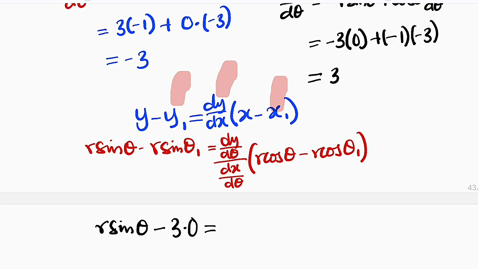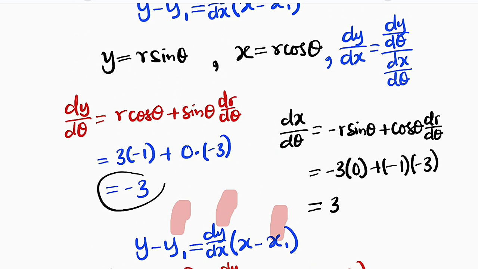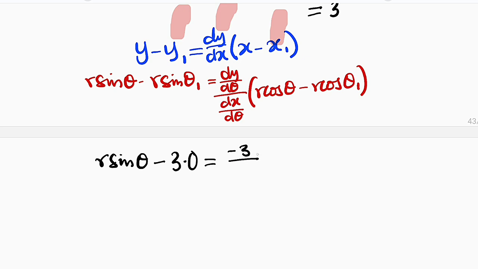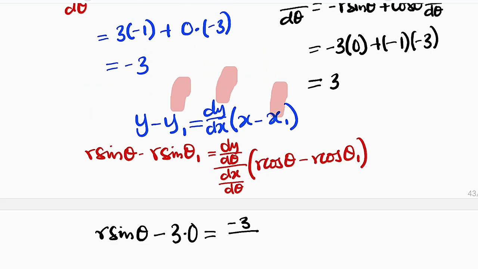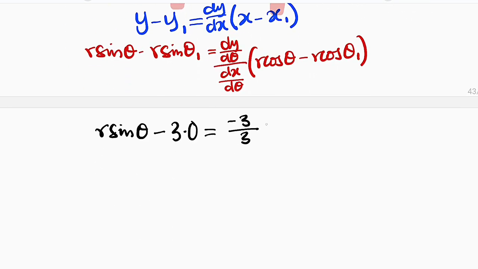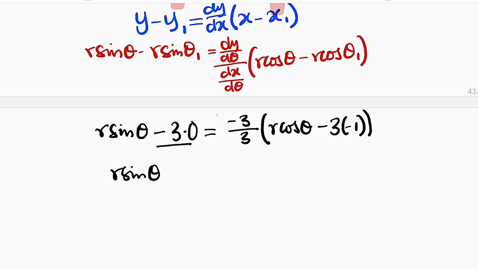This is equal to dy over d theta. Dy over d theta at a point where theta is equal to pi is -3. So we have -3 here. Divide by this one. Dx over d theta is 3 at a point where theta is equal to pi. Multiply by r cos theta. Then minus r, which is 3, cos pi is equal to -1. Let's simplify. This is r sine theta. This is 0. We move to the other side. This is -1.